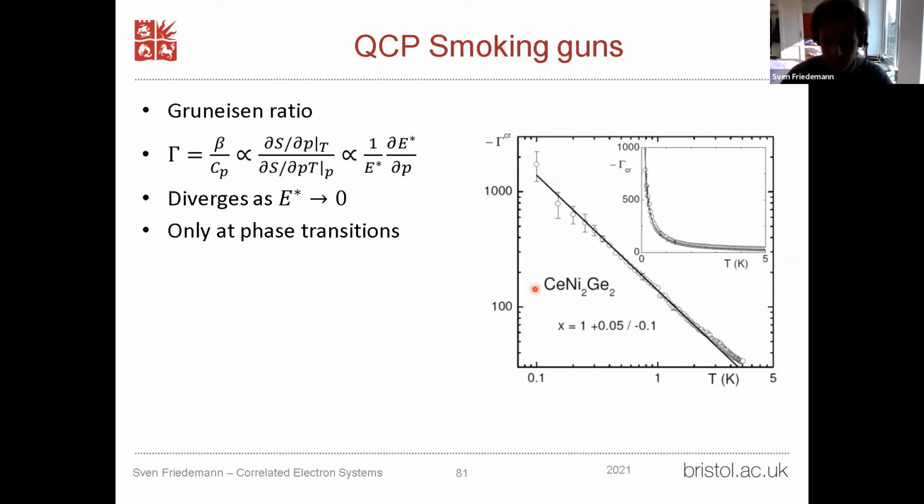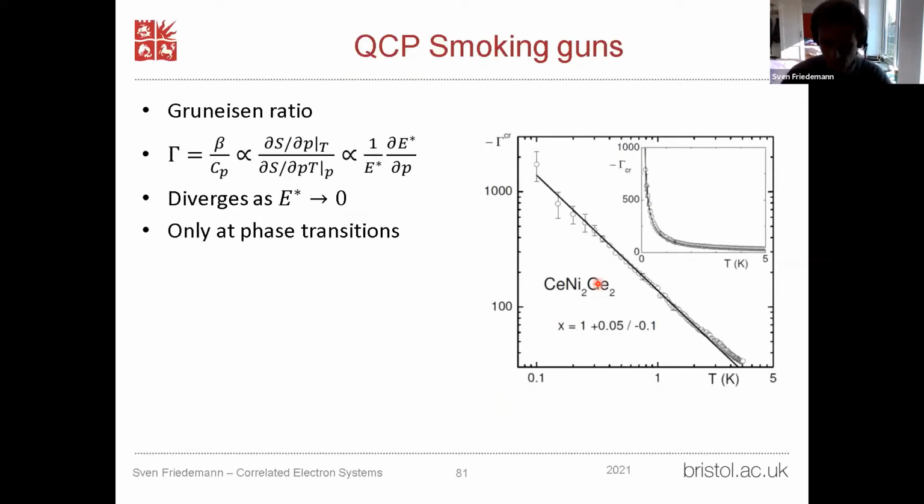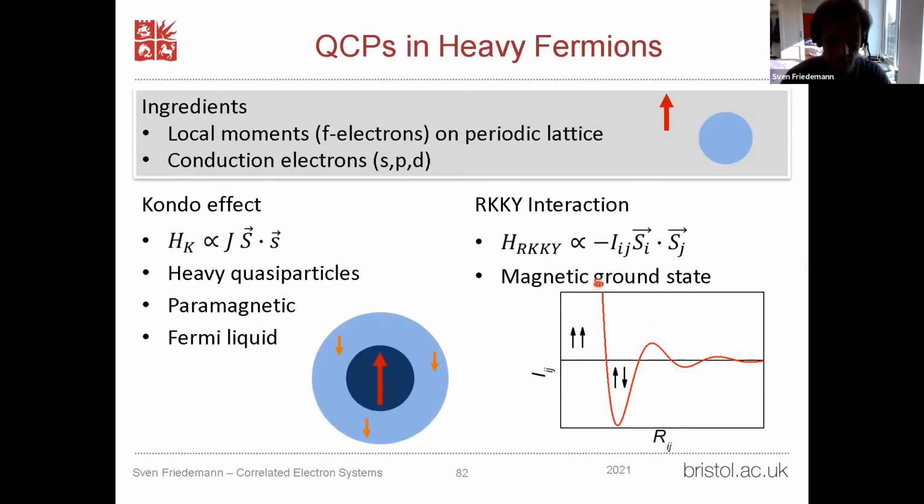And indeed, this cerium nickel 2 germanium 2 shown here is such a heavy fermion. Cerium is the one contributing the local moments. Nickel and germanium, if you wish, you can regard as the vegetables contributing the conduction electrons. And one has again happening the Kondo effect here and the Kondo lattice effect. And this is quite a nice heavy fermion metal. So why are heavy fermions good for quantum criticality? The answer is that they can be tuned very easily.